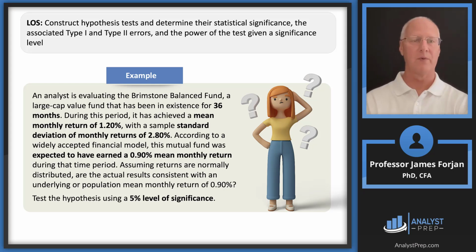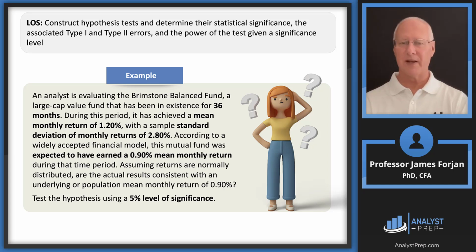So let's go ahead and work through an example here. We're evaluating a balanced fund in existence for 36 months. It has a mean monthly return of 1.2%, standard deviation of 2.8%. According to a widely accepted financial model, this mutual fund was expected to have earned a 0.9% monthly return. Okay, 5% level of significance, right? So are the actual results consistent with what that underlying expectation was?